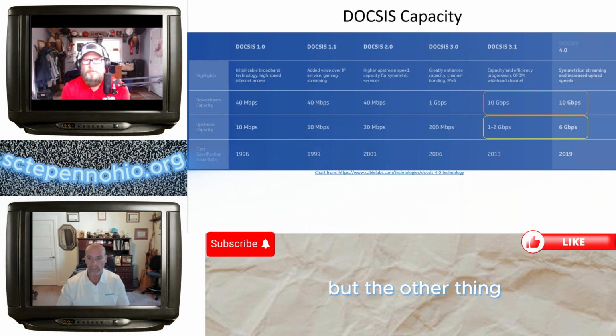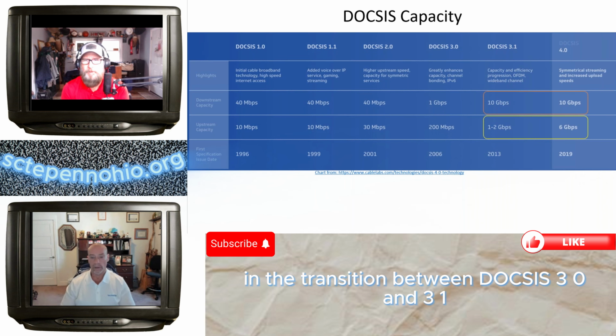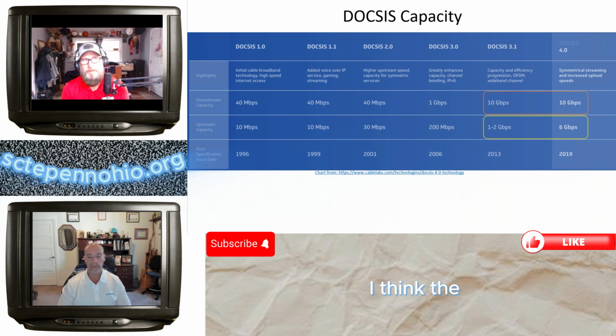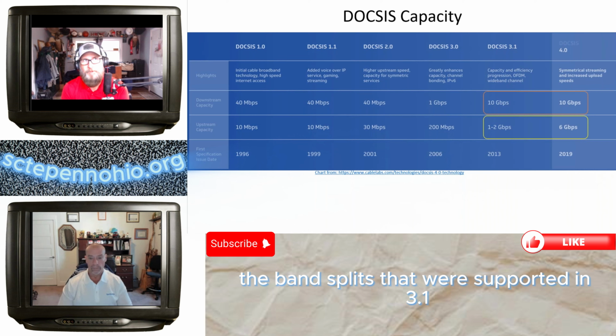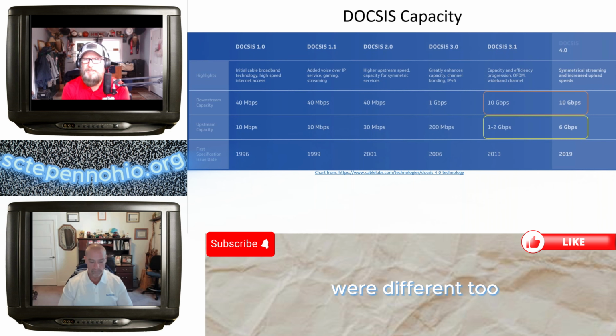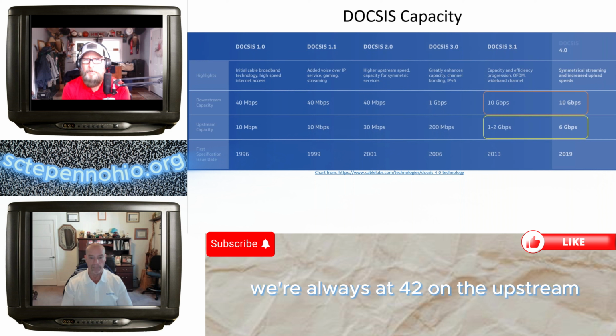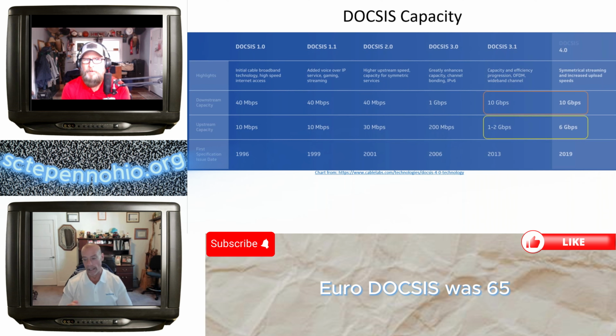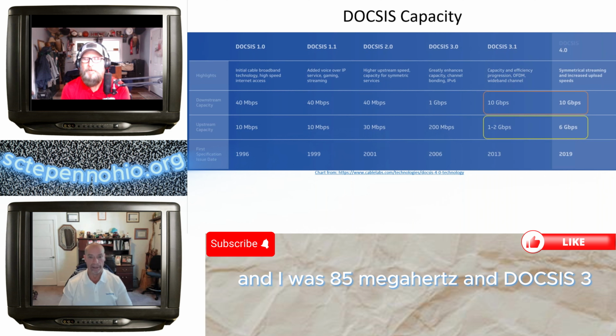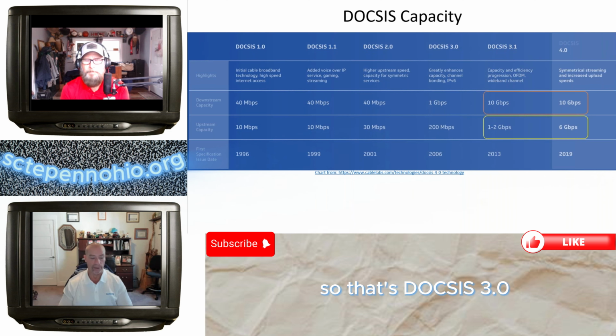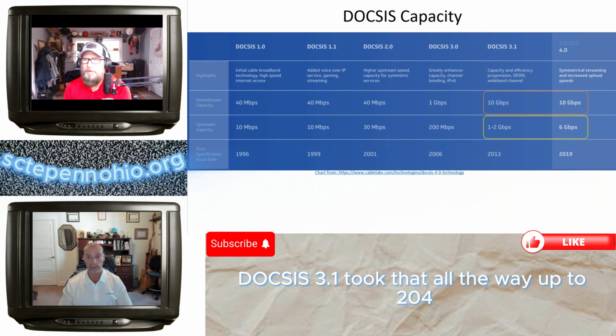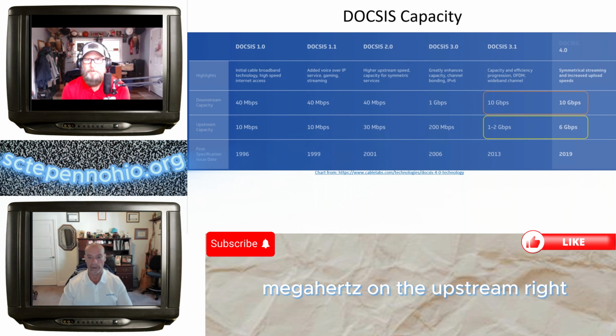But the other thing in the transition between DOCSIS 3.0 and 3.1, you mentioned hardware. I think the band splits that were supported in 3.1 were different too. Where was high split introduced? Was that 3.1 or was that 3.0? So in the US, we were always at 42 on the upstream. Euro DOCSIS was 65. We called it a mid split, and that was 85 megahertz in DOCSIS 3.0. So that's DOCSIS 3.0 spec. DOCSIS 3.1 took that all the way up to 204 megahertz on the upstream.